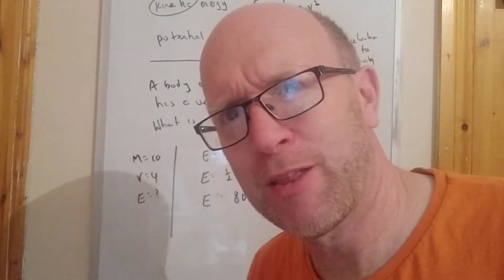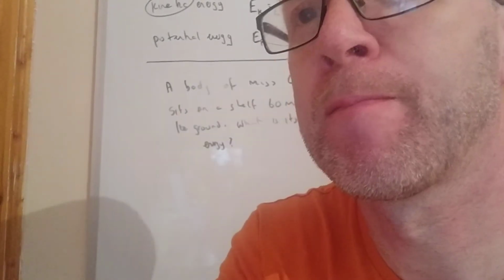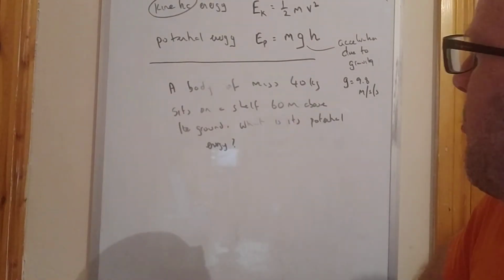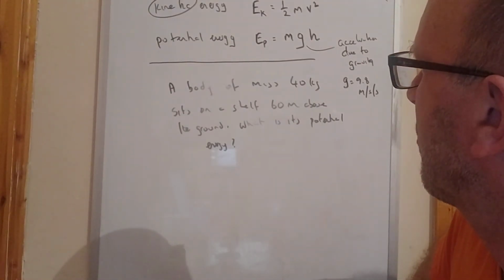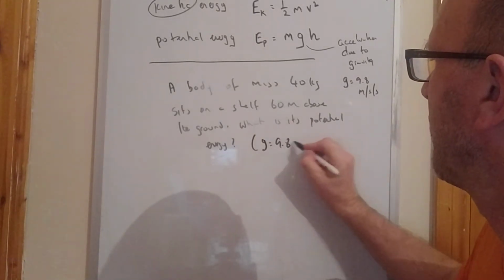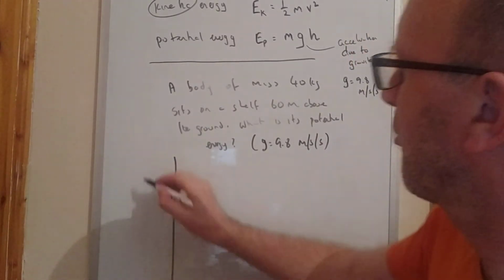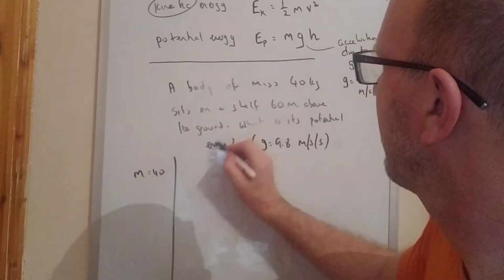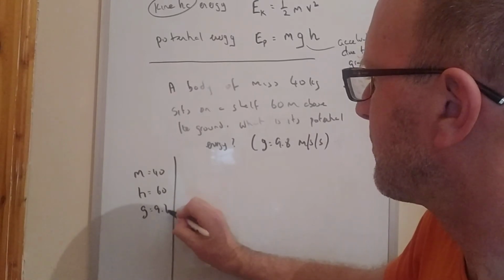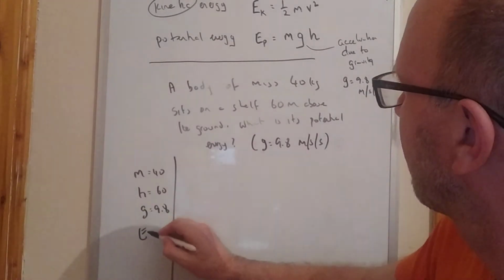That's it. That's what I want you to be able to do. We're going to do the potential energy one now. A body of mass 40 kilograms sits on a shelf 60 meters above the ground. What is its potential energy? And you'd have to be given that G is 9.8 meters per second squared. So you make your list. Mass is 40, M is 40. Height is 60, and G is 9.8. You're asked for the potential energy.